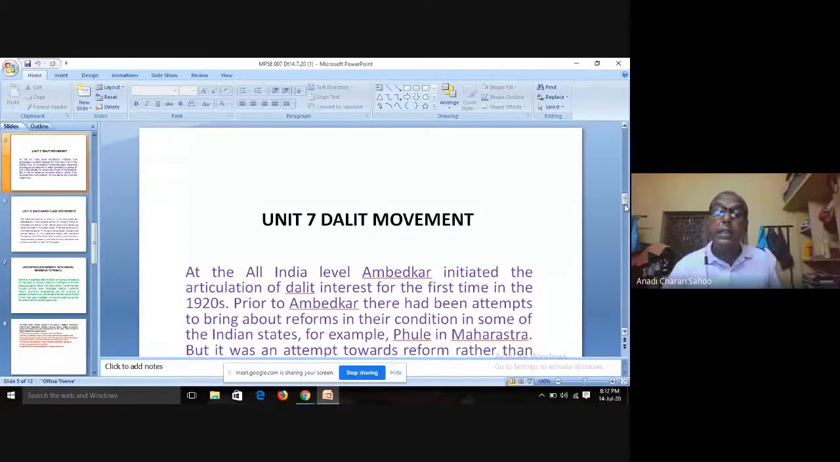And this class is called Dalit because they are oppressed sections of the society.